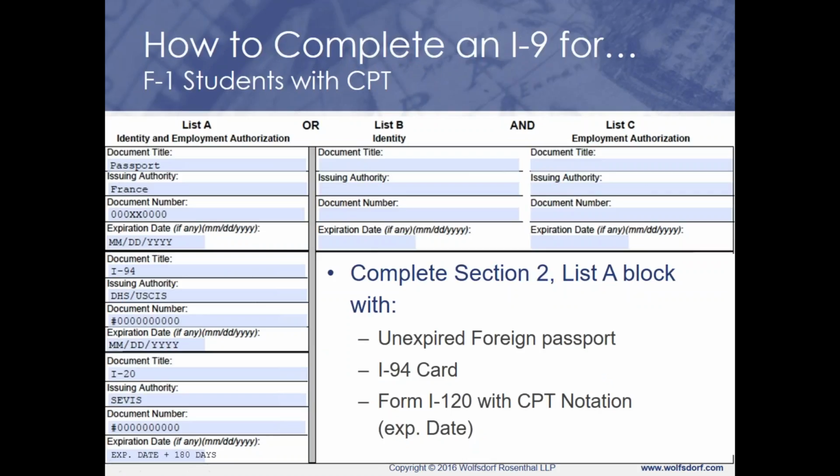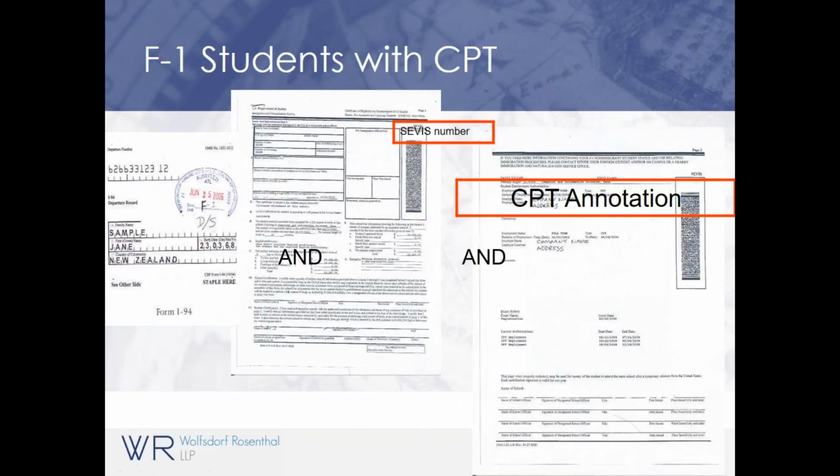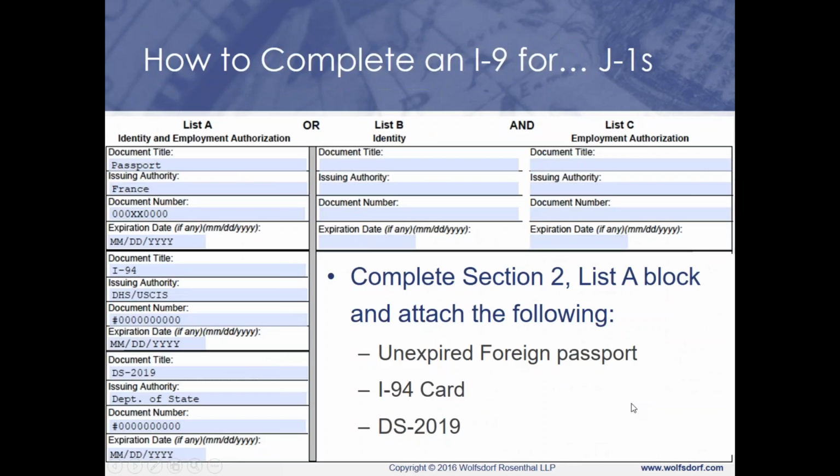If you have an F1 student with CPT, again you're completing Section 2, listing the unexpired foreign passport, the I-94 card, and a Form I-20 with CPT notation and the expiration date. Here you can see the documents. On the left you have your I-94, you have your I-20, and you have the CPT annotation on page 3 of the I-20 here as well.